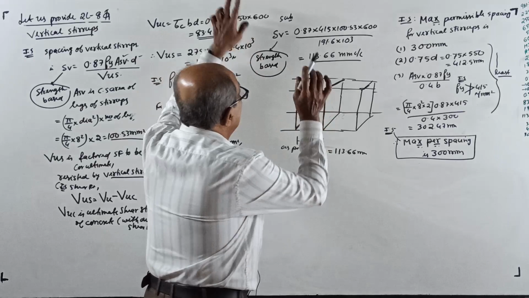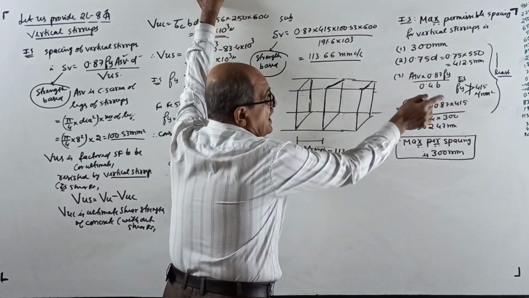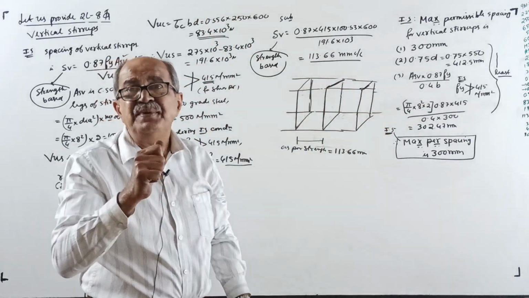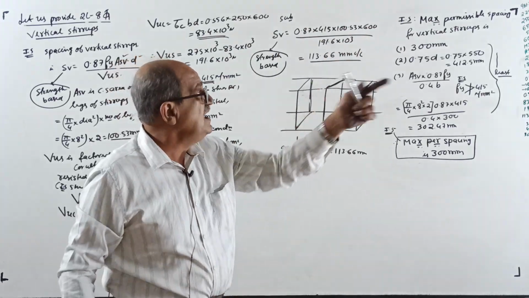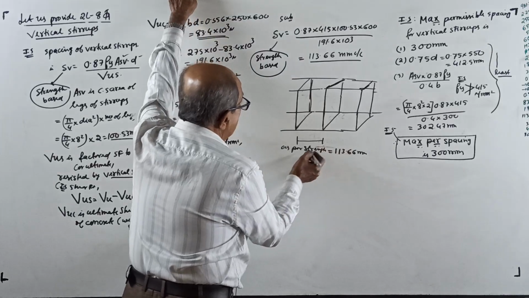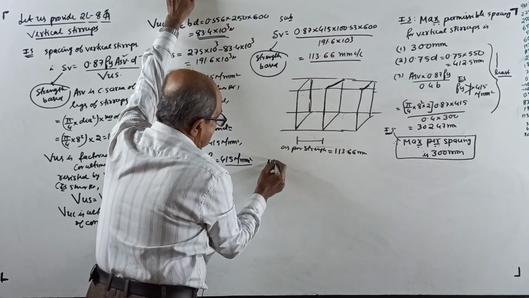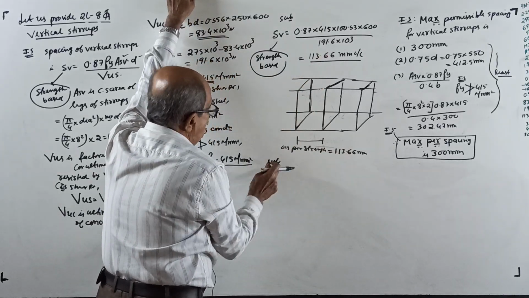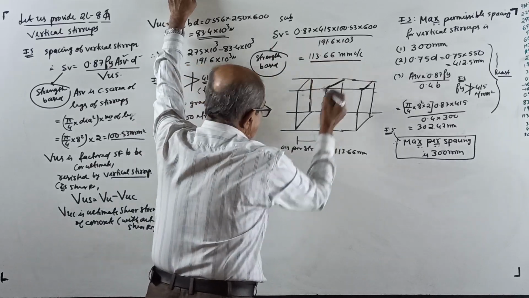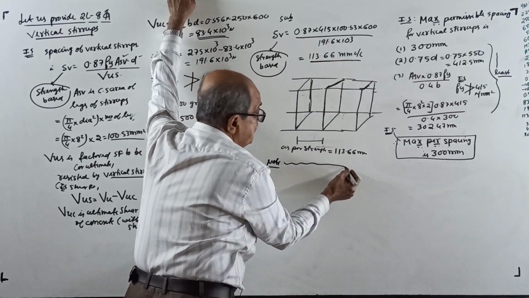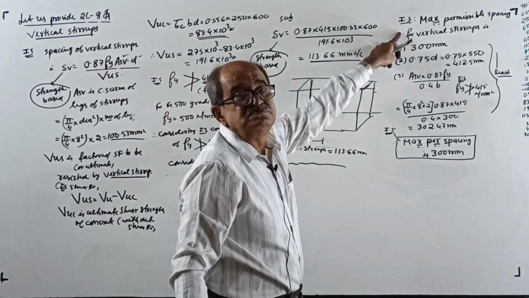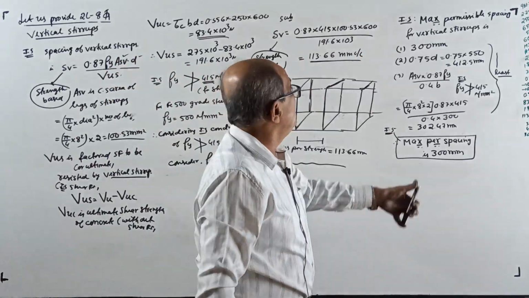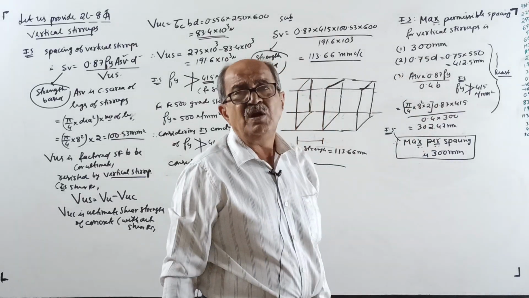So make a note here, at any cost, IS code, I told already, safety first, then IS code. Strength first, then IS code. Therefore, now do one thing, make a note here. We got spacing based on strength. But now consider IS code. Because when they give this formula, strength they are not bothered.